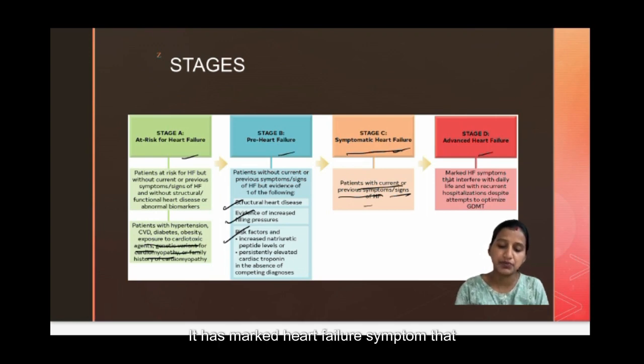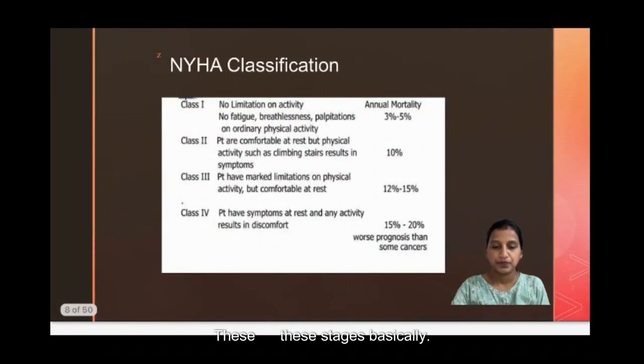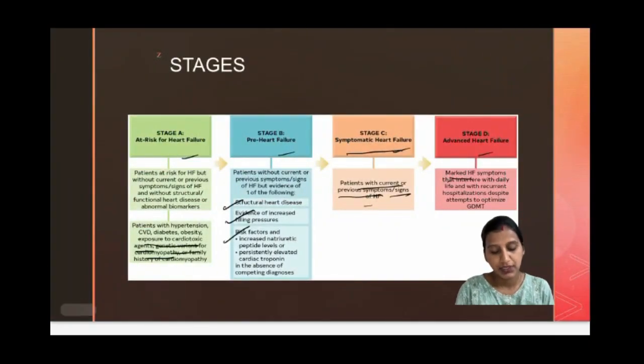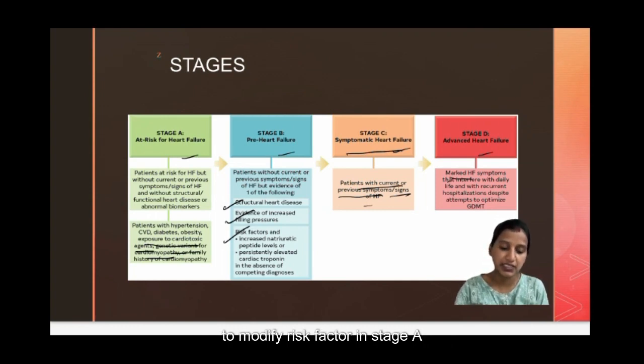It has marked heart failure symptoms that interfere with daily life and with recurrent hospitalization despite attempts to optimize goal-directed medical therapy. Therapeutic intervention in each stage aims to modify risk factors in stage A and treat risk and structural heart disease to prevent heart failure in stage B, and in stage C it is to reduce the symptoms. In both stage C and stage D, the therapy is to reduce symptoms, morbidity and mortality.